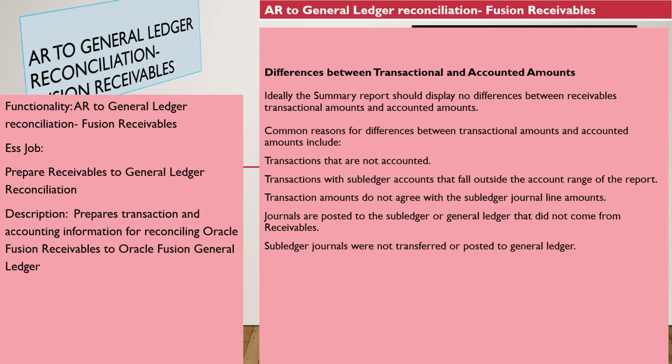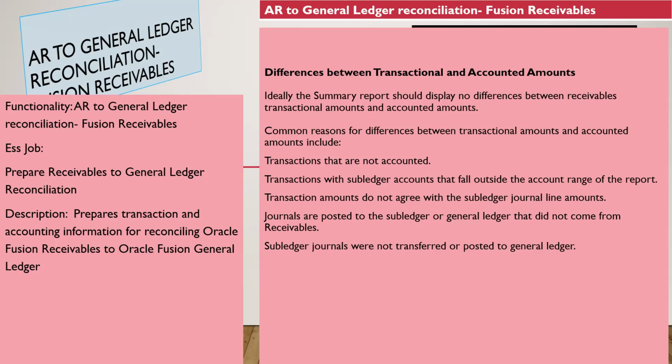So ideally, the summary report should display no differences between the transactional amount and the accounted amount. It means that when you enter any transaction in AR, let's say the transaction value is $100, and when you run the create accounting job, we are just running it to transfer that $100 of transaction information to the GL model. That's all we are doing. We are not entering anything, and we are not modifying anything at all.